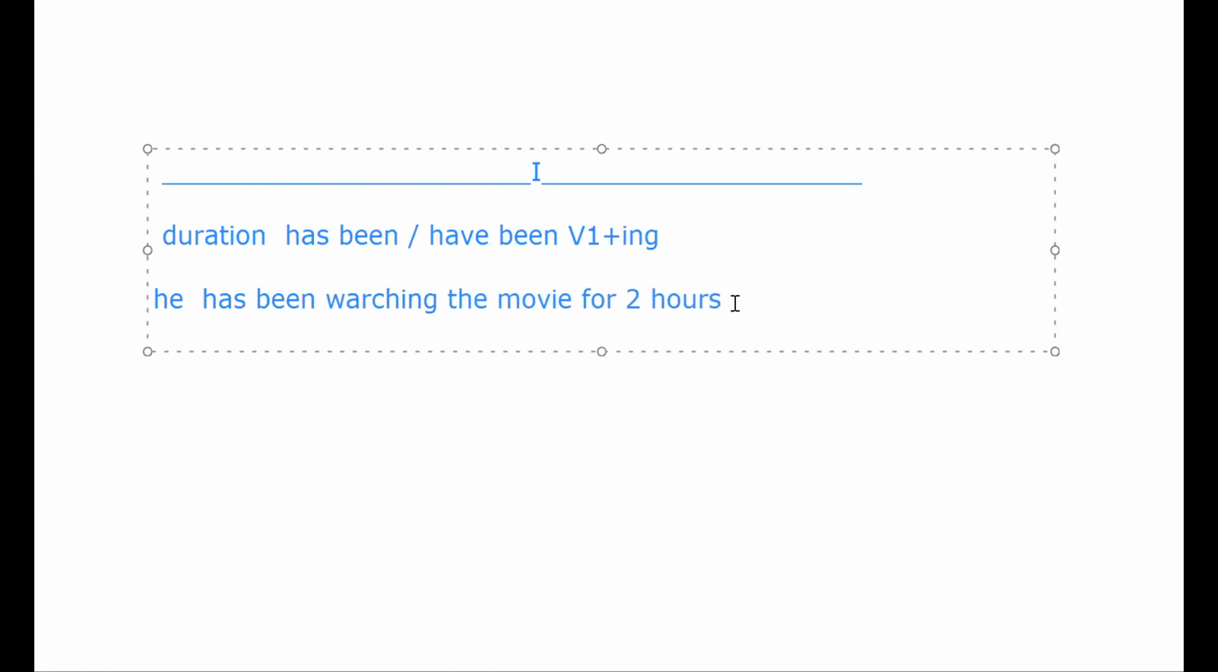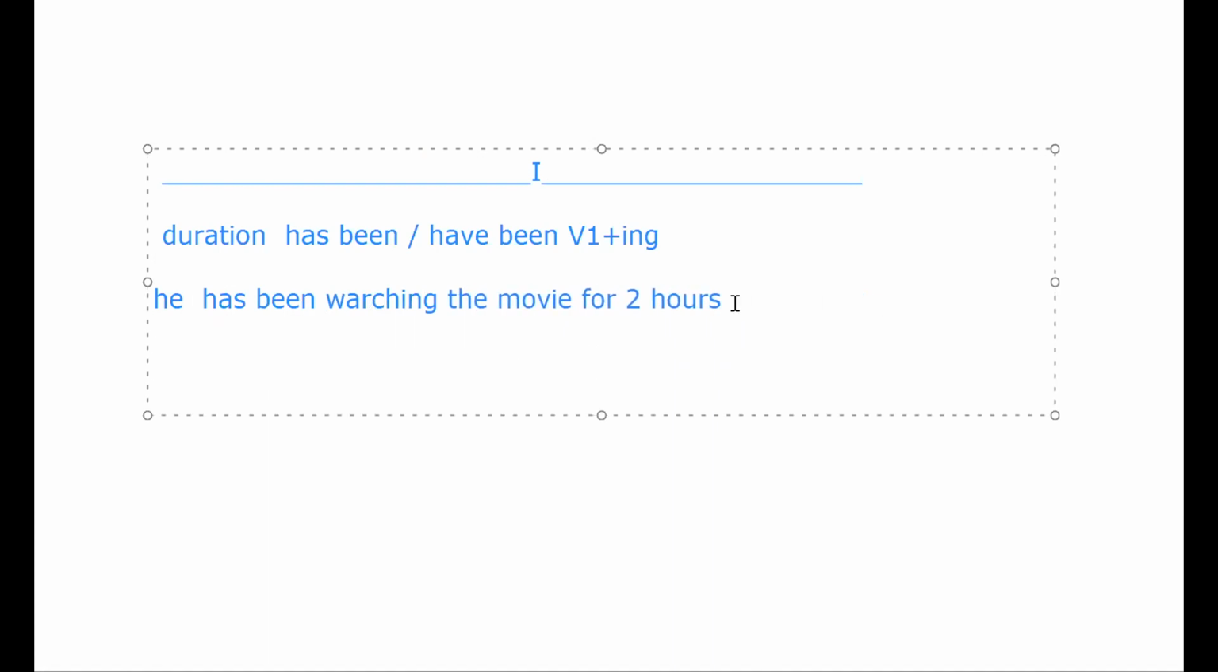Okay, and here I can also use some particular point, like since is one other. Since 12 o'clock, it means from that point onwards. Since 2 o'clock, he has been watching the movie.